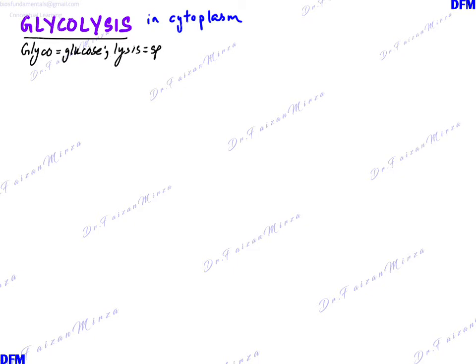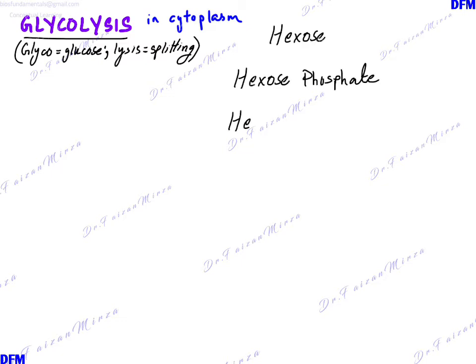What happens in glycolysis? Glycolysis occurs in the cytoplasm of the cell. Glycolysis refers to glucose being split. Lysis means splitting. I'm starting this series of reactions from hexose. Hexose is a C6H12O6 compound.